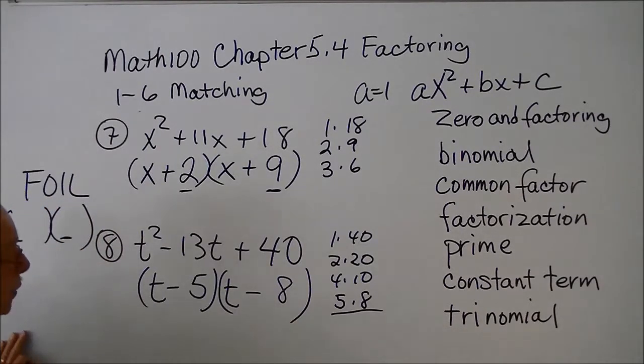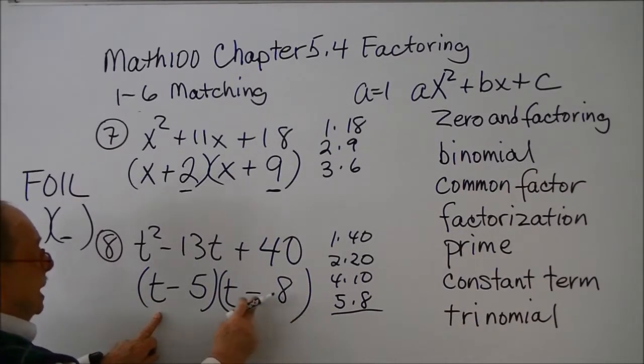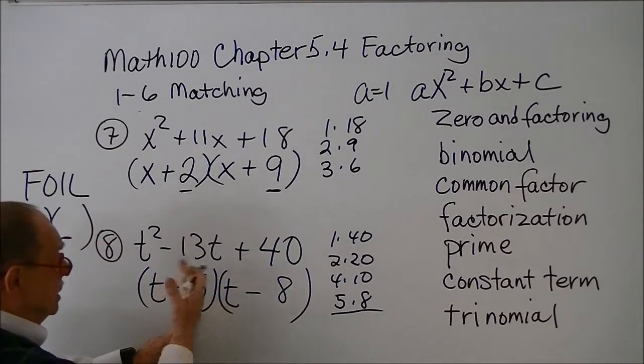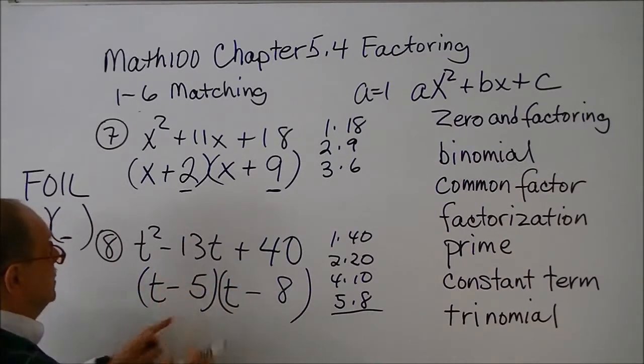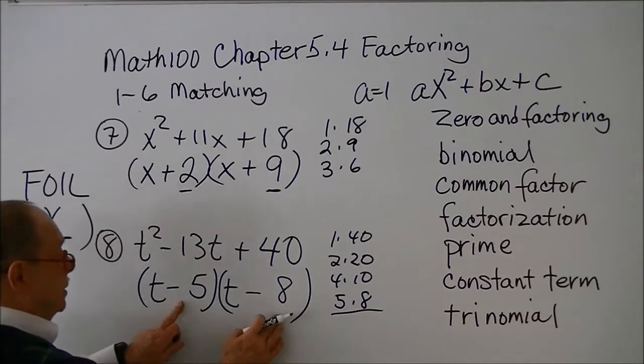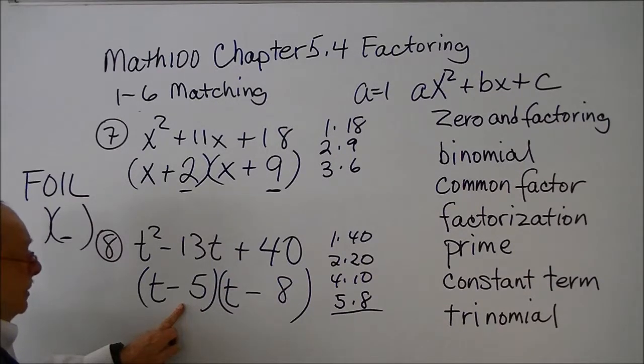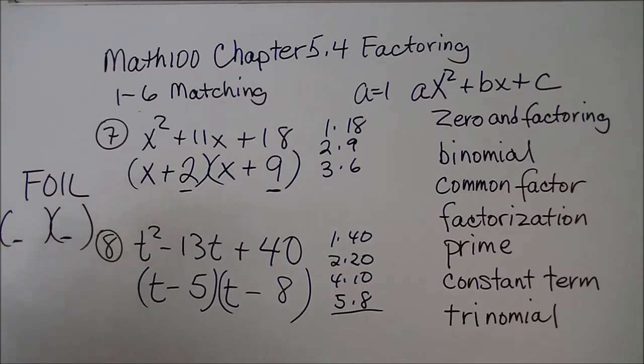And then now let's FOIL. T times t, t squared. Your outers, a negative 8t. Inners, a negative 5t. And mentally you do this and you add them together and you get a negative 13t. And then multiplying your last, a negative 5 times a negative 8 gives you a positive 40. And as we go through these, you're going to develop a strategy.